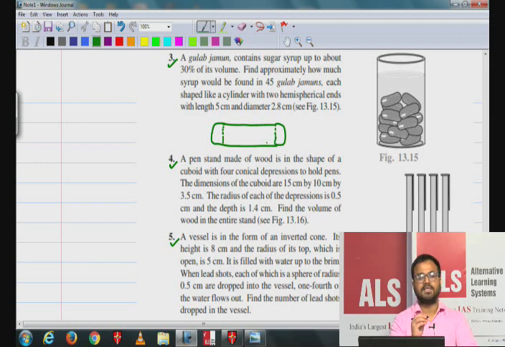So this is the shape of each gulab jamun, and the length is 5 centimeter. So complete length from this end to that end is 5 centimeter, and the diameter is 2.8. So you have to figure out how much syrup would be found in 45 gulab jamun. First figure out the volume of one, multiply by 45, that will be the total volume of 45 gulab jamun, and it contains sugar syrup up to 30% of its volume. Take 30% of that volume, that would be the answer.